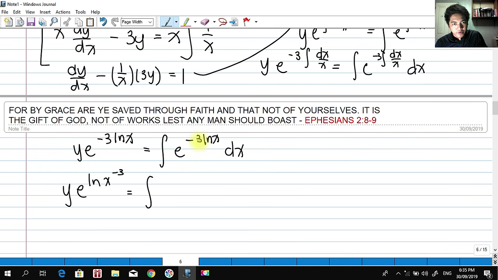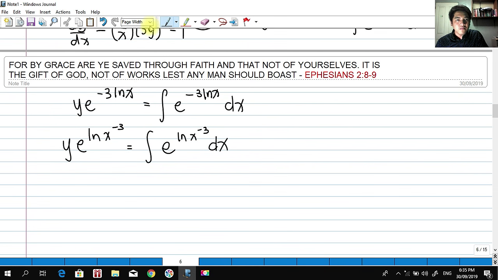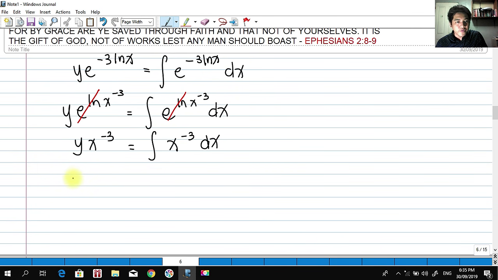And that goes the same for this integral. We have e raised to ln x raised to negative 3, we have dx. So we can cancel out, of course, e raised to ln here. And then we're going to get y multiplied by x raised to negative 3. And this is now the integral of x raised to negative 3 dx. Evaluating the integral, we have yx raised to negative 3 equals x raised to negative 3 plus 1, that is negative 2, over negative 2 here, plus c.